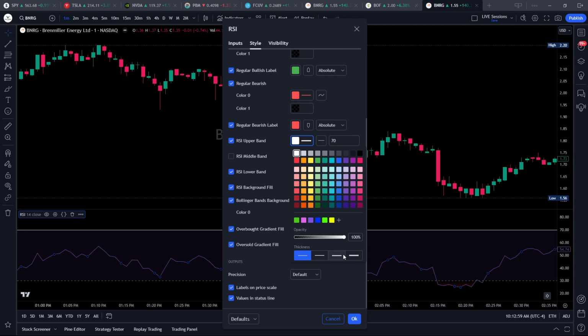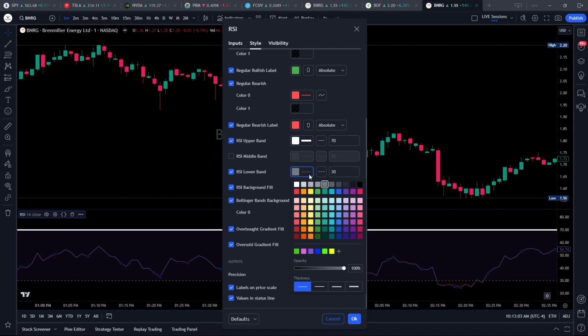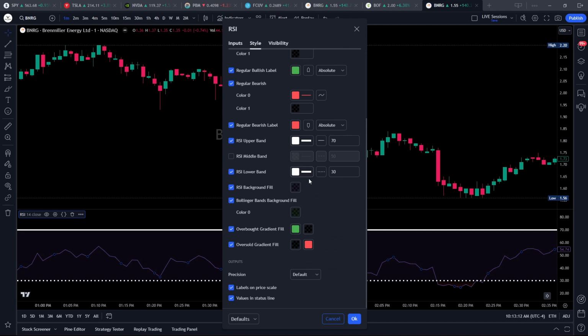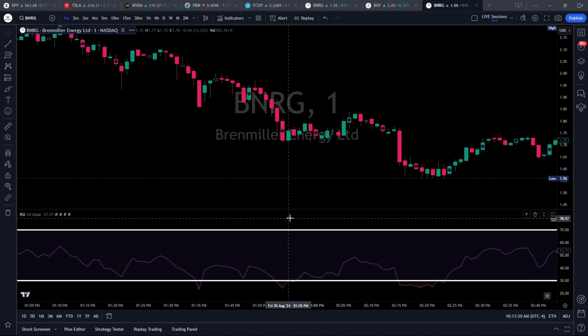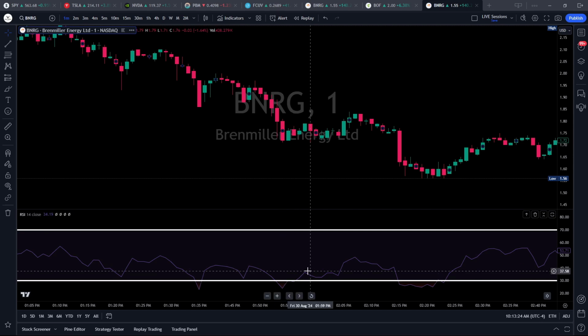Let's turn it to white, and let's go ahead and make it a thick line so that it's easier to see. And I'll do the same for the lower band as well. So white, dotted line, and we'll thicken it up down here. So just going into the settings under style and changing that. And it looks like I did not change it to a line yet. There we go. So now you can see very easily, okay, this is oversold, this is overbought. Anything above is basically a red flag. Anything below is a red flag.